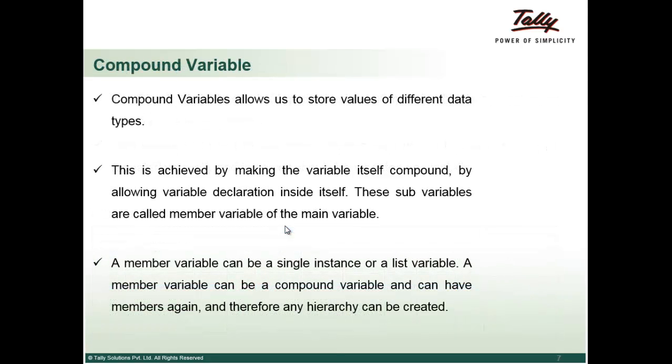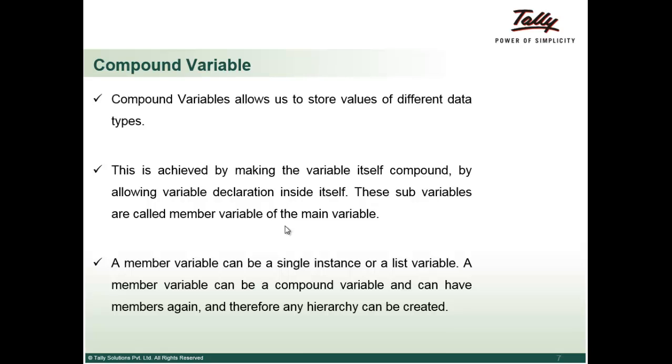And then we have something called compound variables. In contrast with the simple variables, where a simple variable can hold a single value of a single data type, compound variables will allow us to store values of different data types. This is possible by using an attribute called variable, which is an attribute of the definition variable itself. We'll see how we can write a compound variable. The sub variables of a compound variable are called member variables, and the compound variable is known as the main variable.